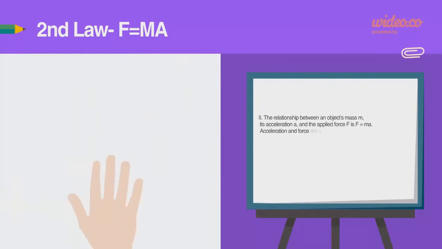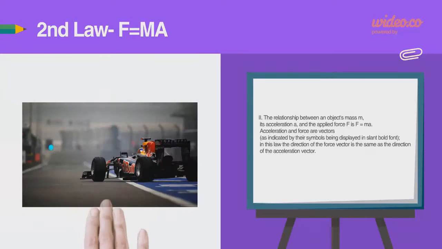The second law: F equals ma. Now this one's a long one. The relationship between an object's mass, its acceleration, and applied force is F equals ma. Acceleration and force are vectors. Vectors are basically speed in a given direction. In this law, the direction of a force vector is the same as the direction of the acceleration vector.